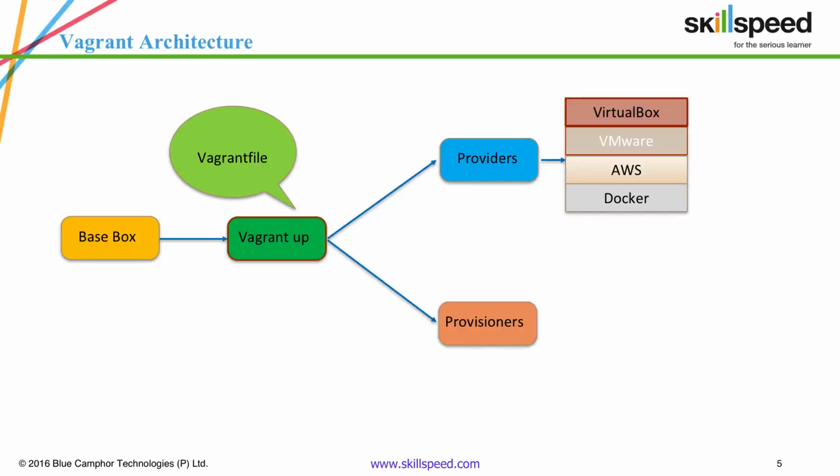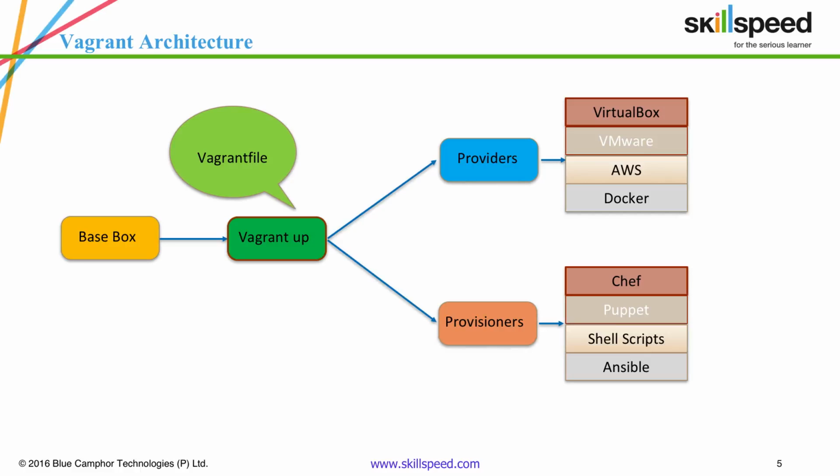The second aspect of Vagrant architecture is the provisioners. Provisioners are the traditional configuration management tools like Chef or Puppet or Ansible, or they can be the existing shell scripts inside your company or project.